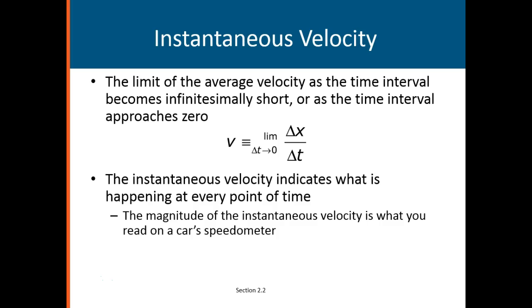So that limit, the instantaneous velocity, indicates what's happening at every moment of time. The magnitude of the instantaneous velocity is what you read on this car's speedometer. Okay? That would be your instantaneous velocity, or at least a very good approximation of that. Okay? I'll leave that up for a while for you to get it.